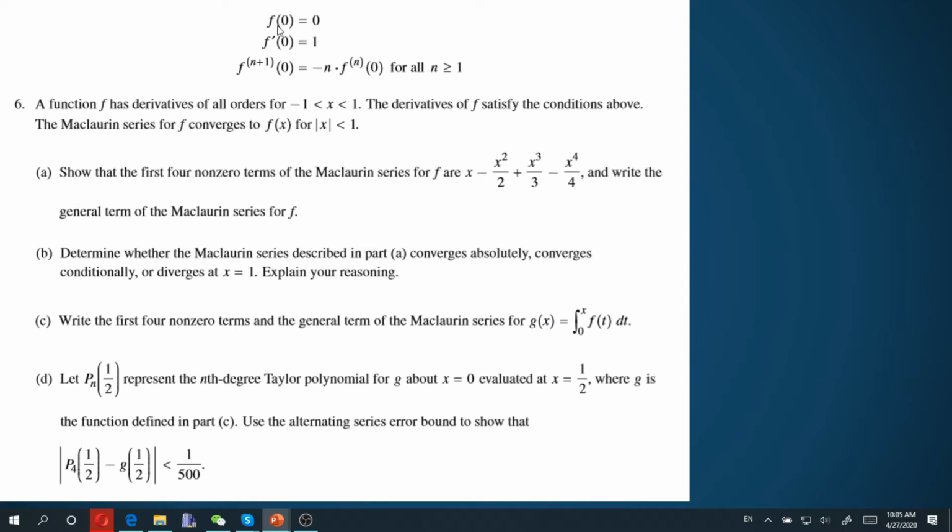we've got the y value at 0, first derivative at 0, and then the n plus 1 derivative at 0 after this. The function has derivatives of all orders from -1 to 1. And the derivatives satisfy all of those conditions above. The Maclaurin series converges for all x's that are less than or equal to about 1. So I want to show that the first four non-zero terms are these four terms, and then write the general form of the series. What do we have to do first? So we have to find the first four derivatives.